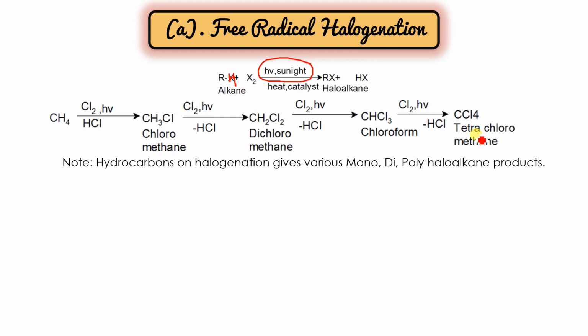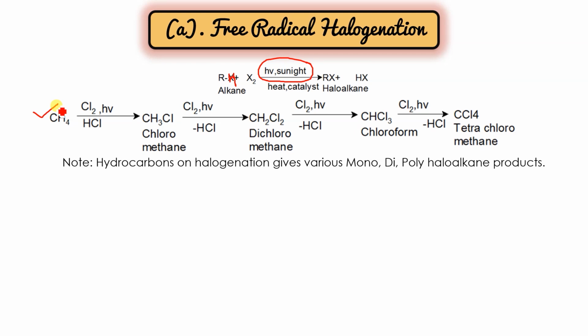So hydrocarbon on halogenation gives various mono, di, poly haloalkane products. But this is not the authentic or appropriate way to prepare the haloalkanes. Why? Because it is giving you a mixture of all these halogen compounds, so there is a need for distillation to separate them. Got it? So this is a method to prepare haloalkanes, but not the appropriate way.